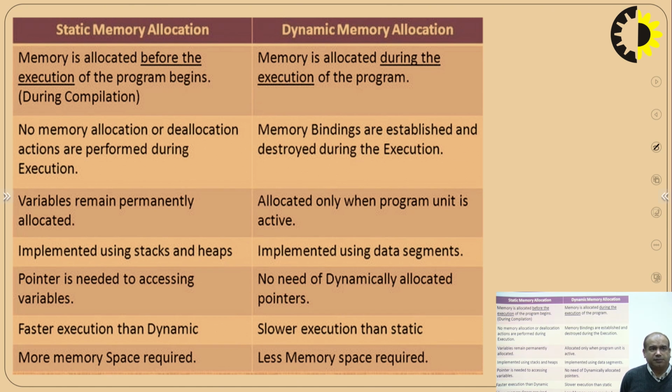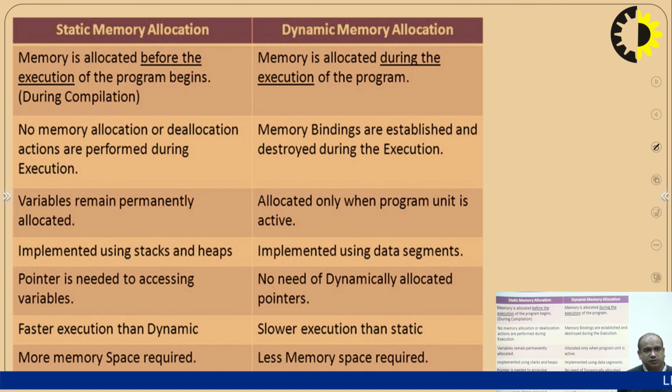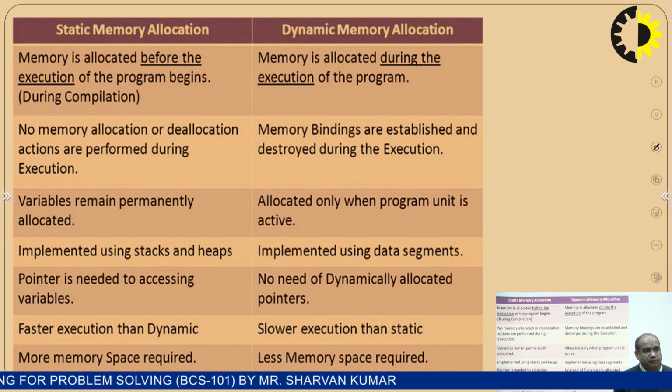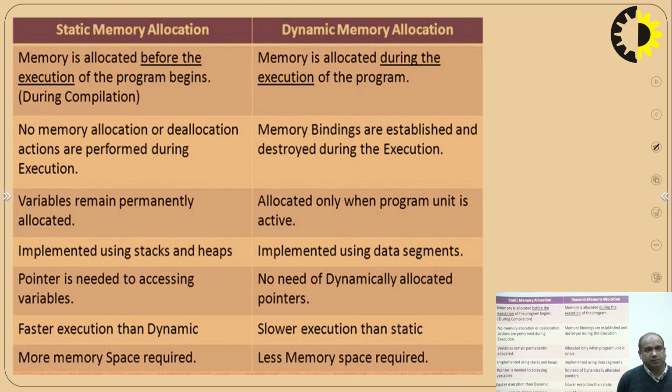So in case of dynamic memory allocation, memory is allocated during the execution of the program. Second, in static allocation no memory allocation or deallocation is performed during execution, but in dynamic memory allocation, memory bindings are established and destroyed during the execution. Next, in static allocation variables remain permanently allocated, and in dynamic memory allocation, they are allocated only when the program unit is active. Fourth, static allocation is implemented using stack, while dynamic memory allocation is implemented using the data segment as well as heap.